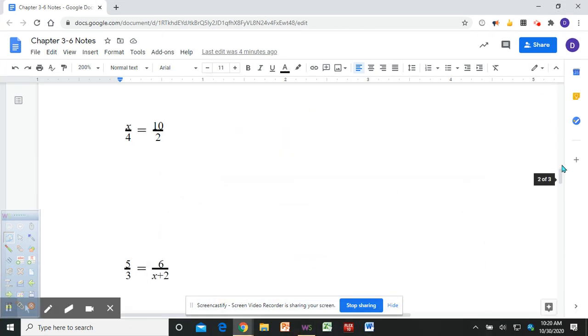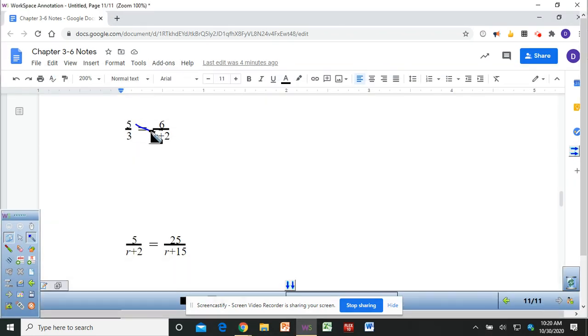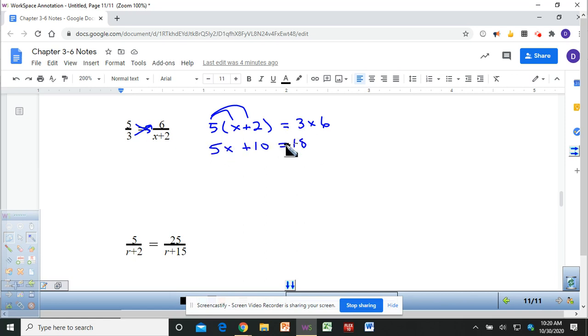Now, they're going to add some stuff in here. Notice right here. So what you have to do is we're still going to cross multiply. So we're going to take 5 times x plus 2 equals 3 times 6. I'm going to distribute here. So 5x plus 10 equals 18. Now this is something we were working on before. So we're going to drop our anchor, subtract 10 from both sides because we got to get rid of all our adding and subtracting right away. It gives me 5x equals 8. Now I'm going to divide because I want to get rid of my multiplying. So x equals 8 over 5. You're done.